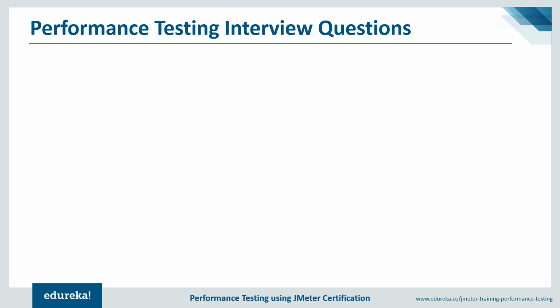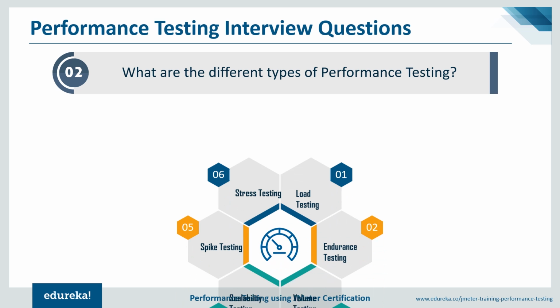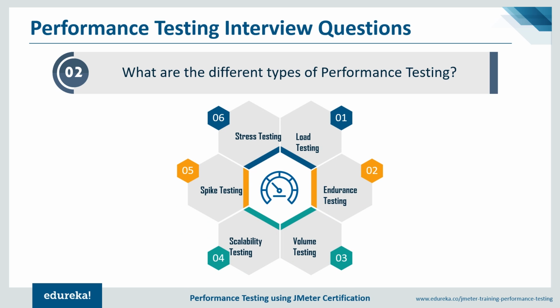The next question is, what are the different types of performance testing? Now, performance testing has mainly 6 types. First, we have the load testing. Now, this checks the application's ability to perform under anticipated user loads. The objective is to identify performance bottlenecks before the software application goes live.